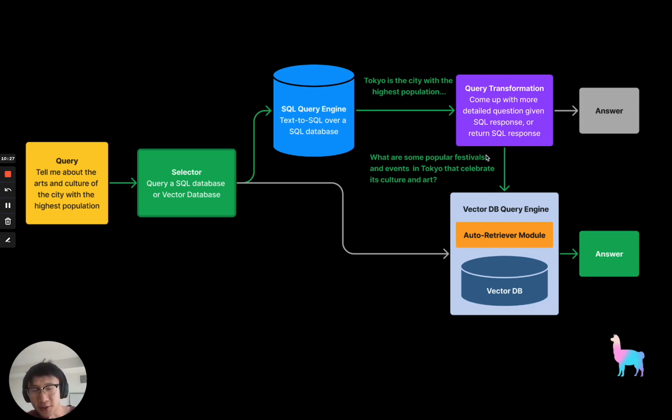But back to the original question, you ask what are some popular festivals and events in Tokyo that celebrate its culture and art, you would hit the vector database query engine. And then, this will actually hit the auto retriever module, which was also a recently released feature in LlamaIndex that can take in this query and actually infer not only the query string, but also the metadata filters that you need to supply to hit the vector database. And finally, once you get back a response from the vector database, you would join that response plus all the intermediate steps to get back a final answer.